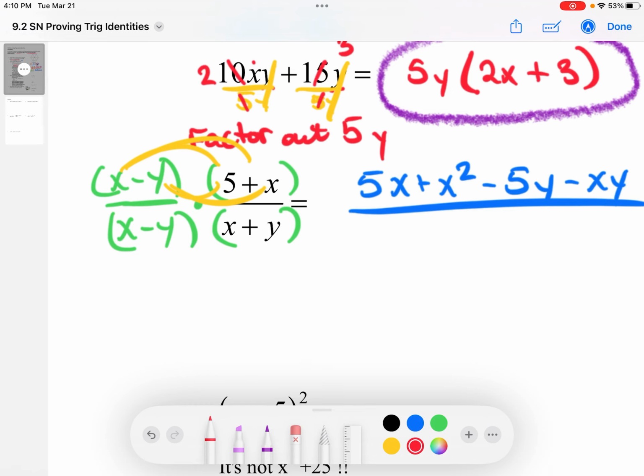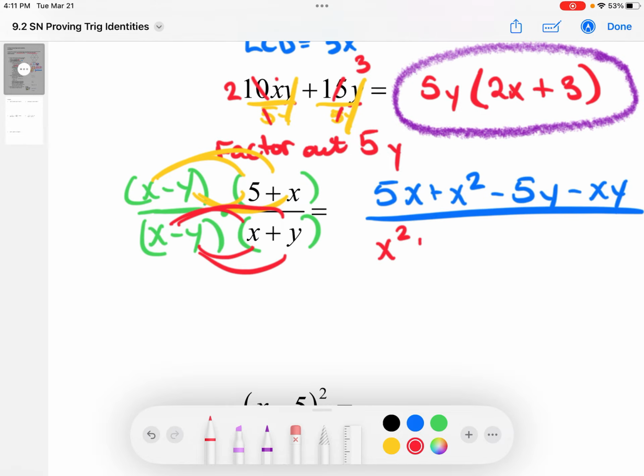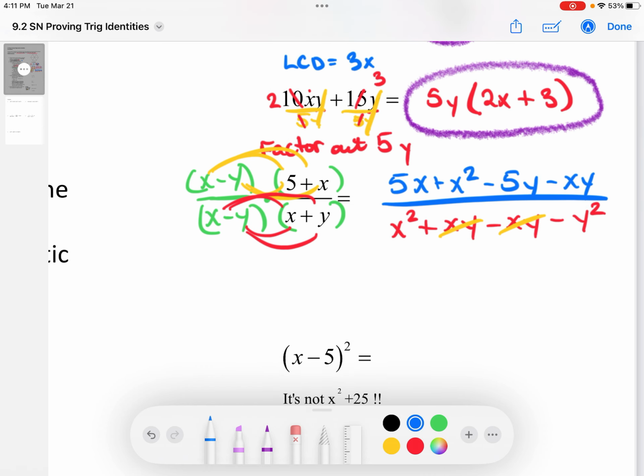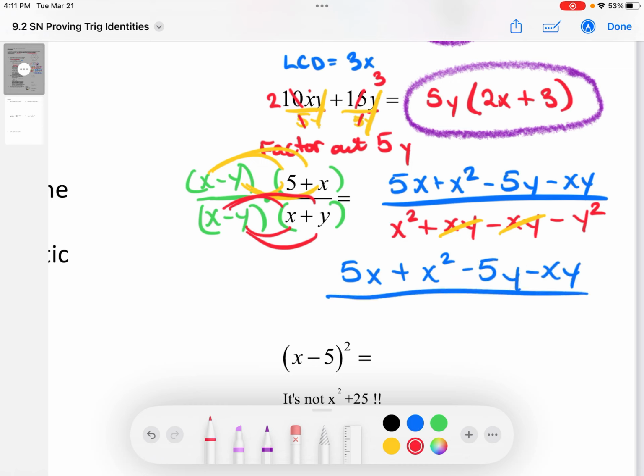If we go to the bottom and multiply this out, we get x squared plus xy minus xy, minus y squared. In the denominator, when you multiply by a conjugate, you will always have those middle two terms dividing out. Okay, so in the top, you can rearrange the order if you need to. We don't really need to in this problem, but 5x plus x squared minus 5y minus xy, all of that's over. Our denominator is now just x squared minus y squared.